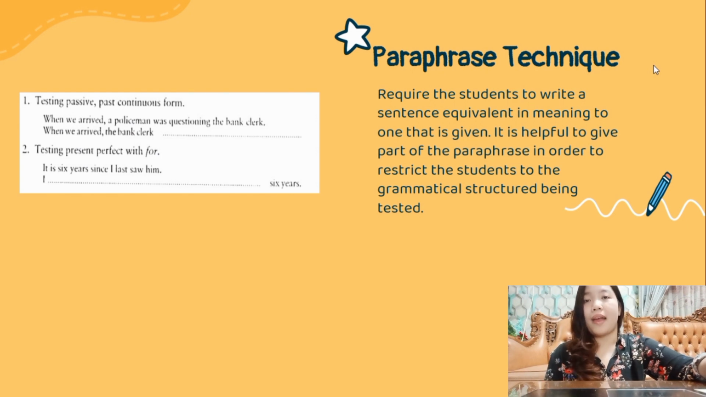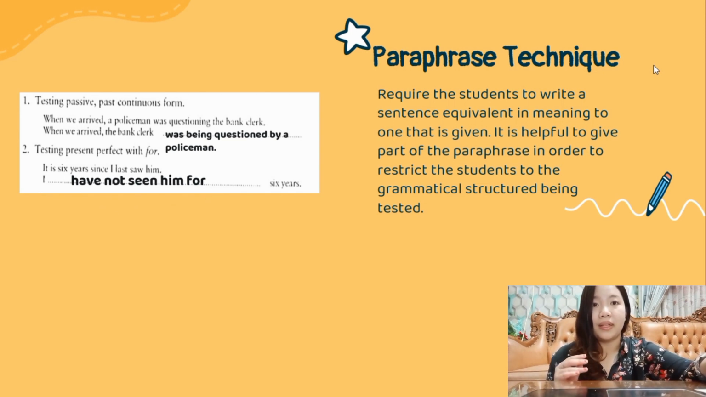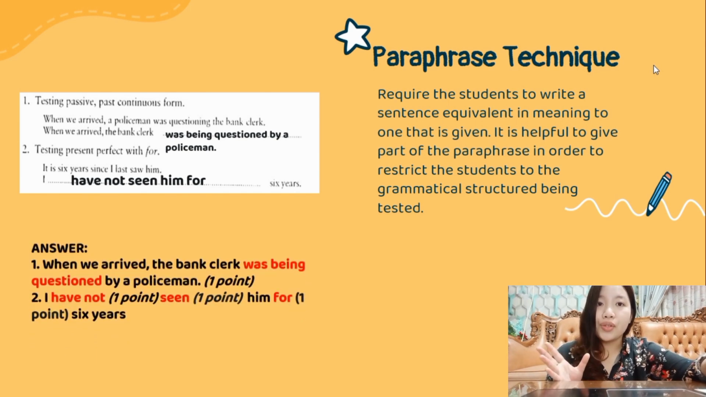In this example, I have two questions. First, testing passive. In this test, students must convert an active sentence into a passive sentence with the past continuous format. And second, testing present perfect with for. In this test, students are expected to be able to make the present perfect sentence with for. Here is the answer. For each item, there are 4 items that must be filled in, and students will get 1 point for each correct item.